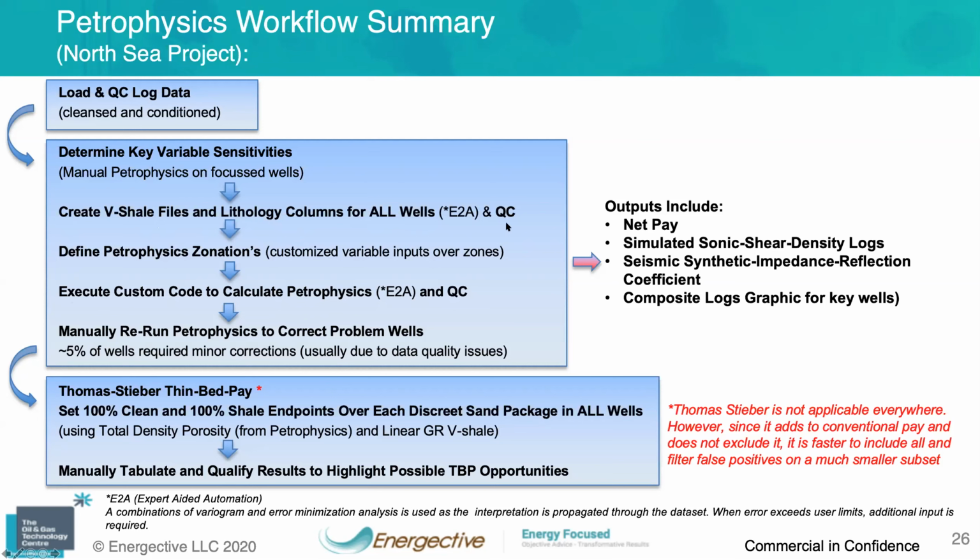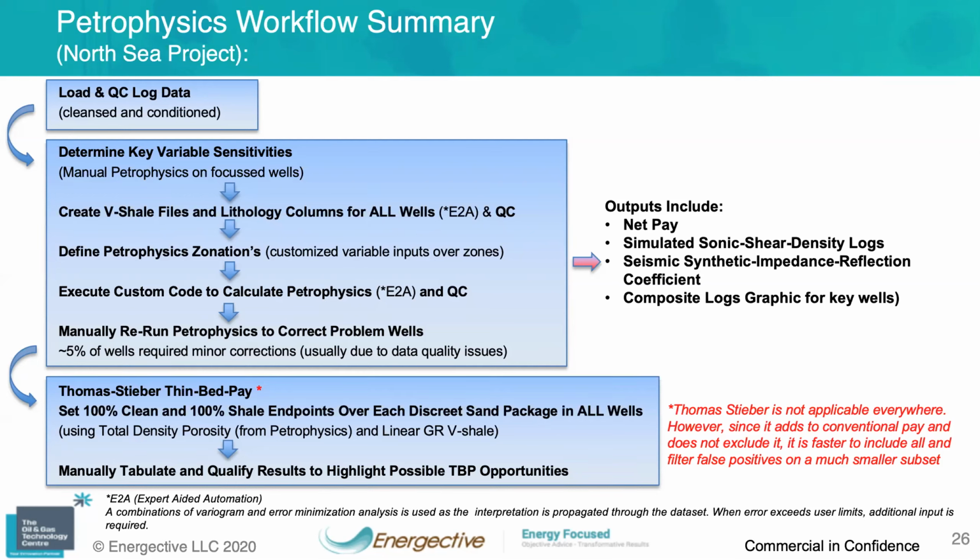We define our petrophysical zonation. We customize our code to calculate petrophysical parameters and QC, and then we rerun manually when we find problems. We're checking all the time. So there've been some questions. We are looking at cross plots all the time. We're looking at comparing one curve to the other, etc.